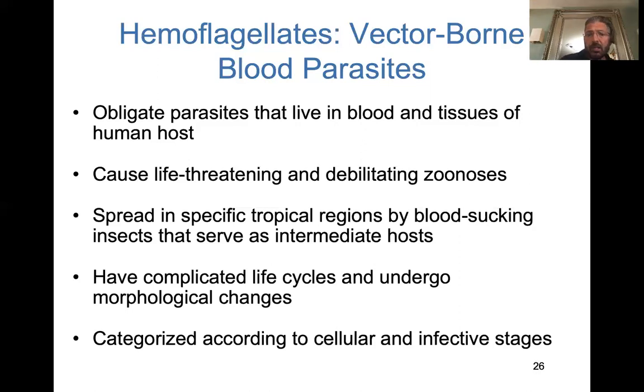These have complicated life cycles and undergo morphological changes. We're going to go over a little bit of it, but I will not expect you guys to remember the entire process of malaria. I'm just going to give you the key points. Okay. Categorized according to cellular and infective stages.